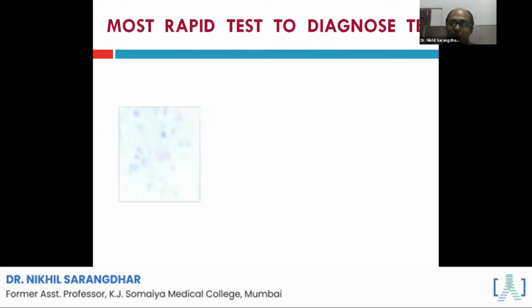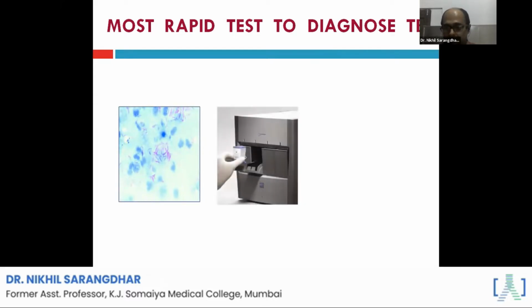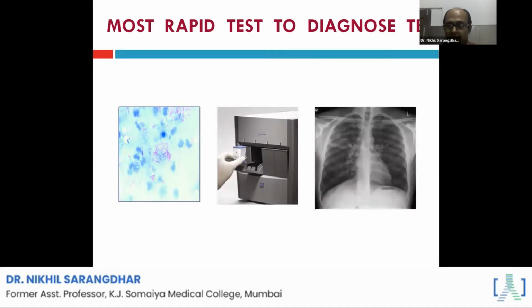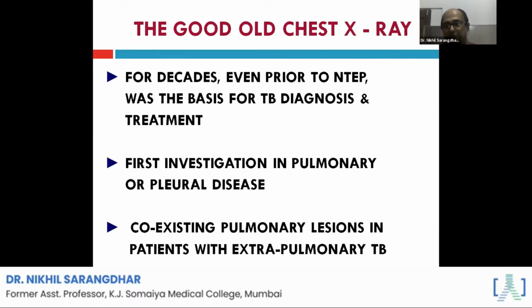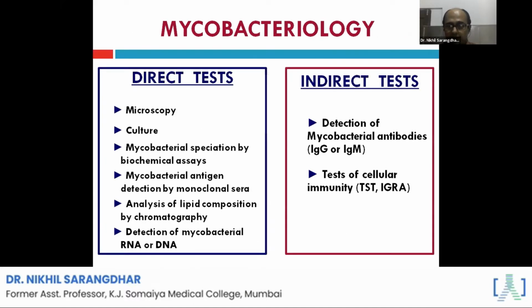So just to ask you, which is the most rapid test to diagnose TB? The first, which I have shown here, is sputum smear for acid-fast bacilli. The second is CB-NAAT or GeneXPERT. And the third is the good old chest X-ray. So I feel of all these, the good old chest X-ray is the fastest because you instantly get a presumptive diagnosis. For decades, it was the basis for TB diagnosis and treatment. Chest X-ray remains the first investigation of choice in any suspected pulmonary or pleural disease. And even in patients with extra-pulmonary TB, it can help you assess coexisting pulmonary lesions.